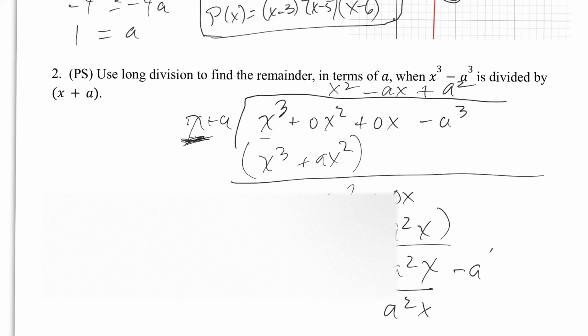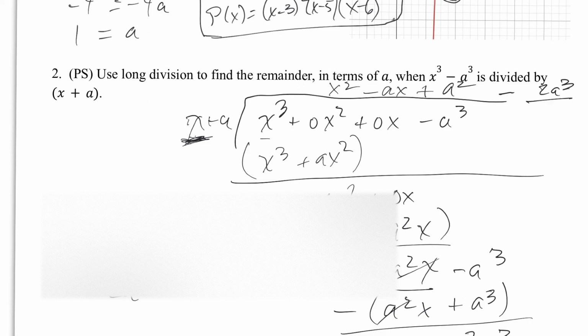I want to bring down this minus a cubed. A squared plus a is a cubed, and I'm going to subtract this off. Okay, actually let me fix this just so it looks nicer. That's going to be plus a cubed, and I'm going to subtract this off. These are going to go away, and then I'm going to be left with minus a cubed, which is minus 2a cubed, and this is our remainder. This is the remainder. So the remainder is negative 2a cubed.